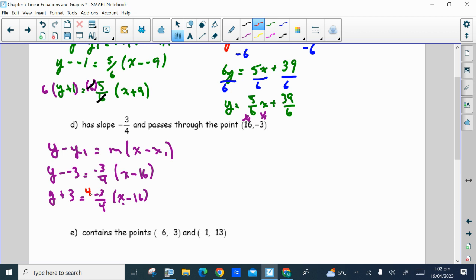What I would do then is multiply everything, both sides, by 4 to get rid of the denominator on the right. And the reason this works is that on the right side, those 4's cancel. 4 divided by 4 is 1. So if you multiply out what's left, you'll have 4y plus 4 times 3 is 12 equals, now it's negative 3 times x, and negative 3 times negative 16 is positive 48.